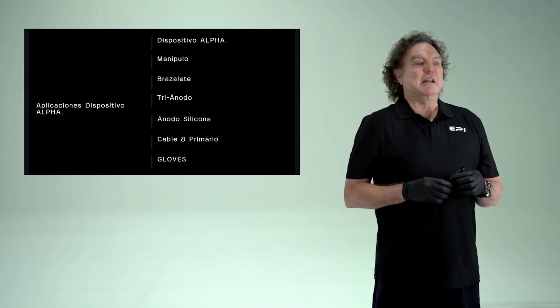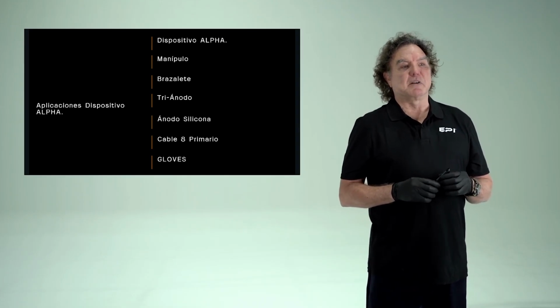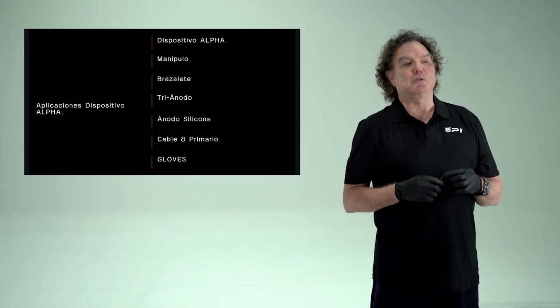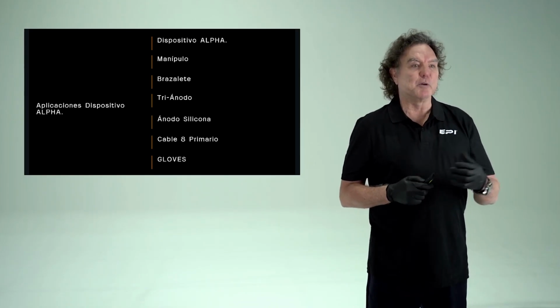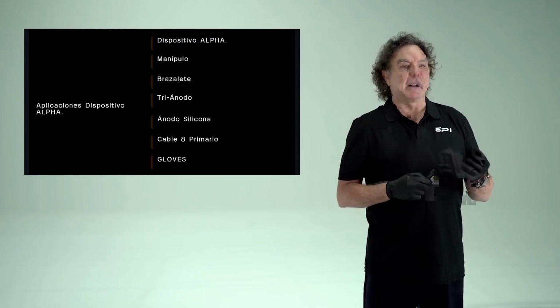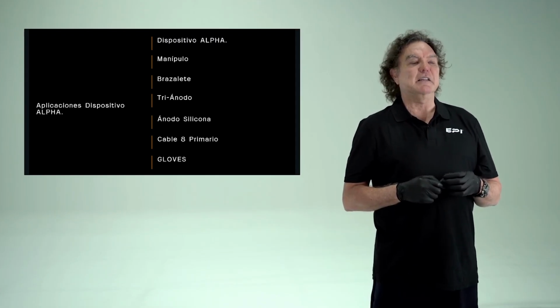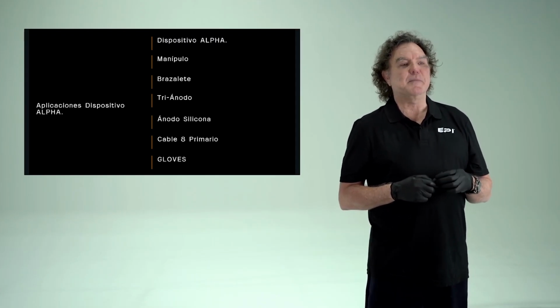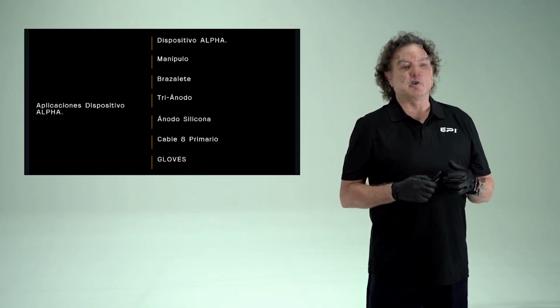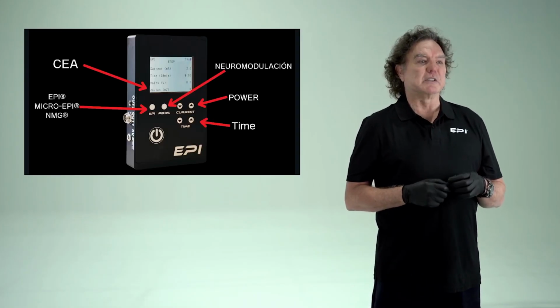Now let's talk about the applications with the Alpha device, that is, the different accessories we have with the Alpha device. We will talk about the Alpha device itself, the handpiece, the cathode, the bracelet, the trianode, the zirconia anode, the primary 8+8+2 cable, and the epigloves, the gloves.